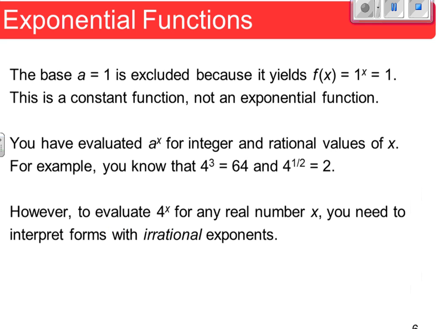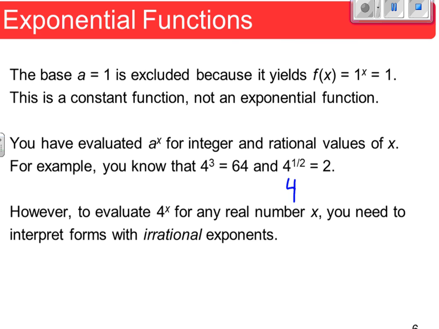So that's kind of what we're looking at as we go through. I'm going to go through the next slide. The base a equals 1 is excluded because it would be 1 to the x. No matter what x would be, it would always be equal to 1. And if you've evaluated a to the x for an integer or rational numbers, for example, you know 4 to the third is 64, 4 to the 1/2 is 2, and so that's just a reminder.